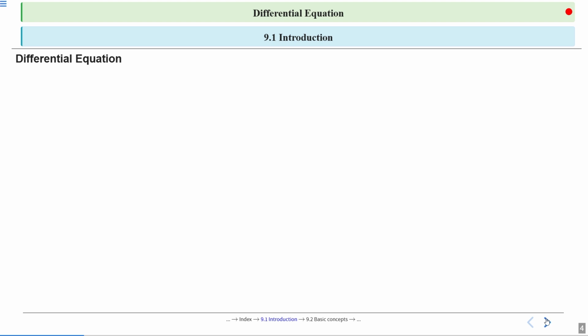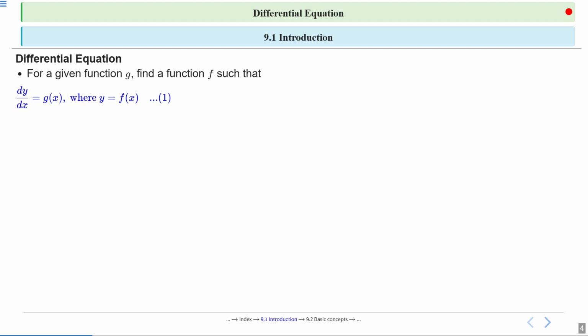So what is a differential equation? As its name suggests, it is some kind of equation which involves differentiation. For a given function g, find a function f such that dy by dx is equal to g(x), where y is equal to f(x). An equation of the form 1 is known as a differential equation.